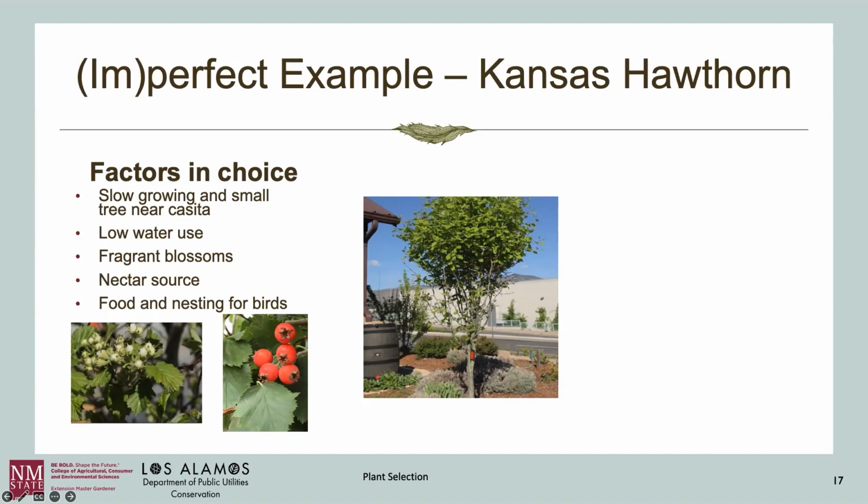And it's a hawthorn. It's called a Kansas hawthorn. It is spiked. It has nice fruit. It's low water use. It grows slowly. Anyone want to guess what happened as it grew?